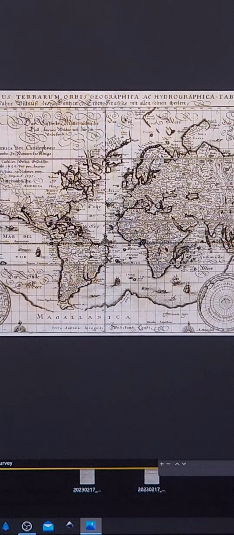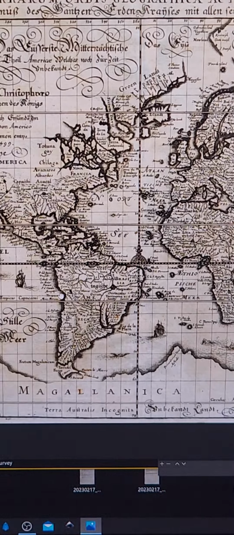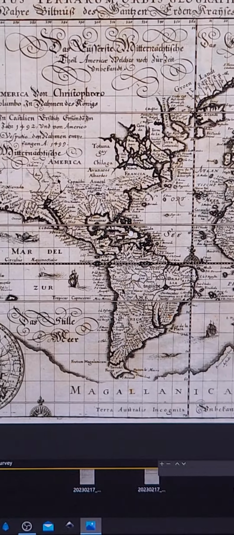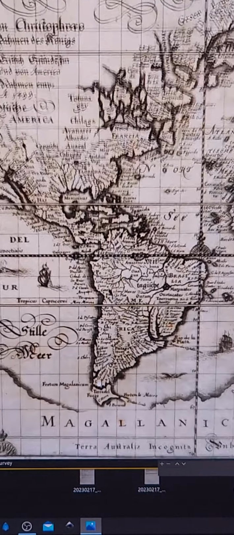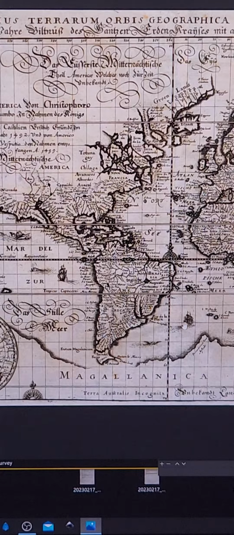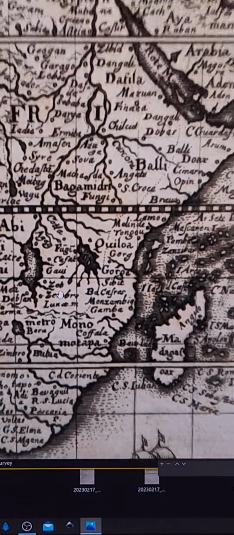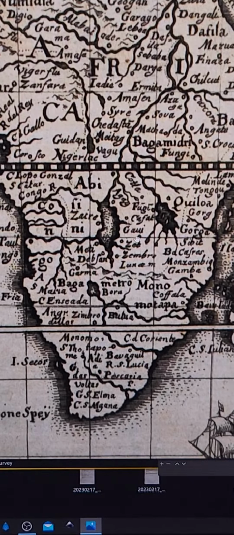So we're looking at ancient maps. This is a map of the world, 1522. South America is attached to Antarctica almost. The Nile River begins in southern Africa.